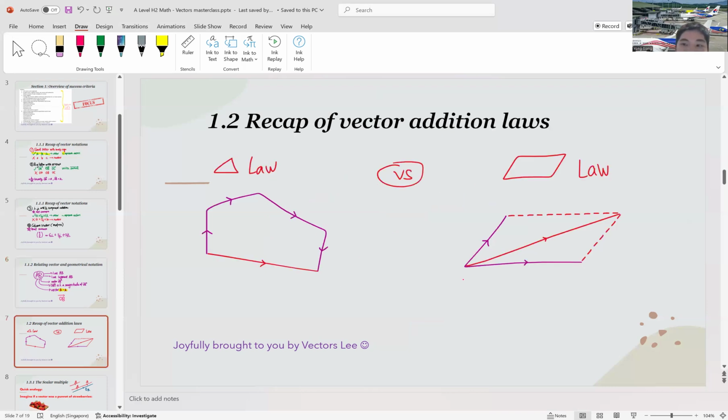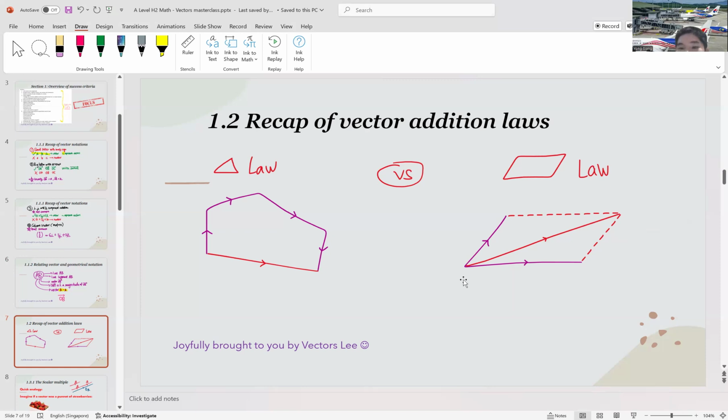Okay? Vector addition laws: polygon law is an extension of triangle law, versus parallelogram law. This one, I need to say something. When it comes to parallelogram law, it's only for two vectors, because you tell me yourself how many sides a parallelogram has. If you have to add three vectors in a parallelogram, it won't be a parallelogram anymore, you know. So the only way to add three or more vectors is using the polygon law.